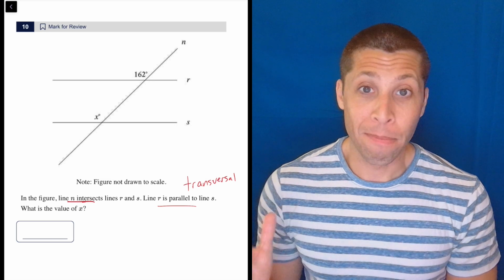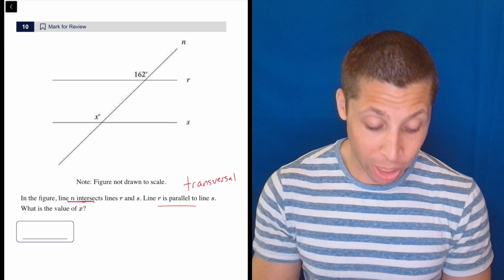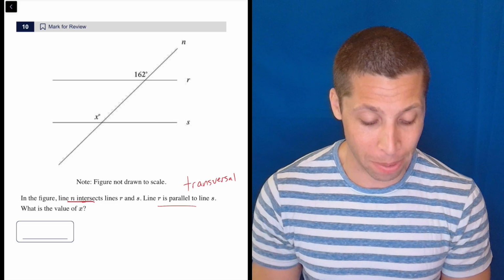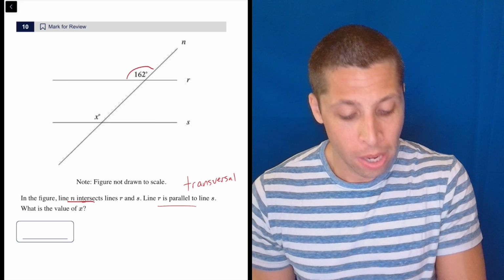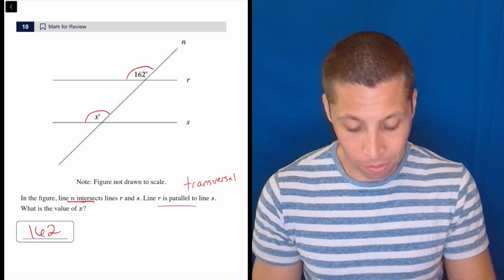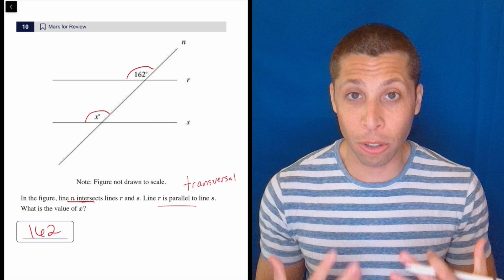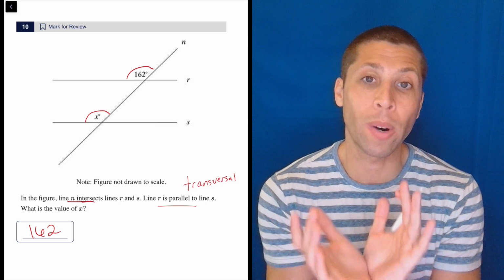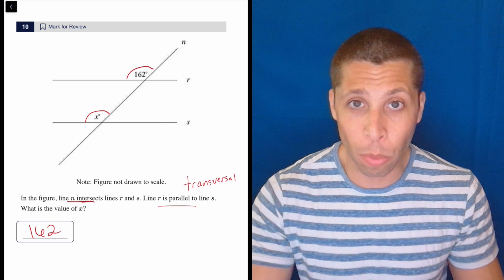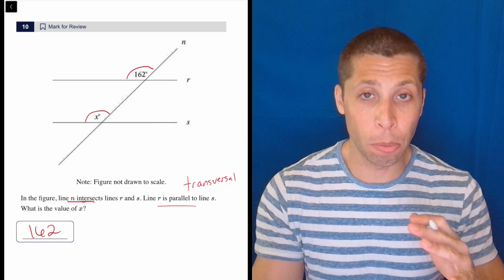Now, most people on Earth can just look at this and instantly see which ones are going to be equal and which ones are going to be supplementary. So the 162 is going to be equal to the x. So that's our answer, 162, right? What is the value of x? It's the 162. It's obvious to me because both of those angles are greater than 90. They're obtuse angles. And that's just how the thing works: if they're parallel, you have this kind of duplication.